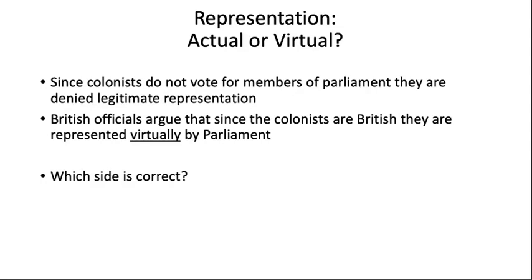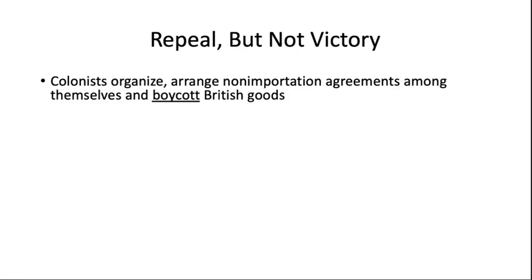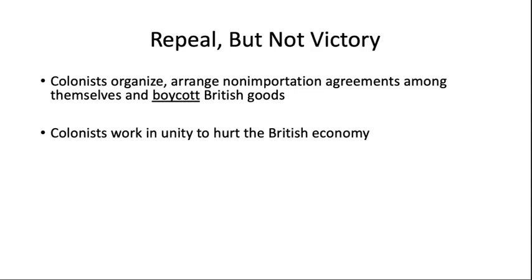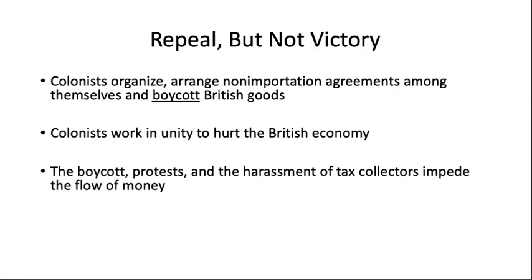History would seem to suggest that the colonists were correct because the revolution happened and they won, and that then democracy, at least globally, did spread, and it was an actual, more direct form of democracy, not a kind of virtual representation. Okay, so what do the colonists do? They organize, they arrange non-importation agreements, they boycott British goods, right? Things like tea, things like cooking oils, all of this stuff. They work together to hurt the British economy. They boycott, they protest, they harass tax collectors, they impede the flow of money.